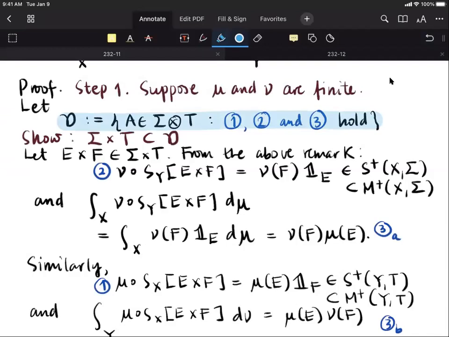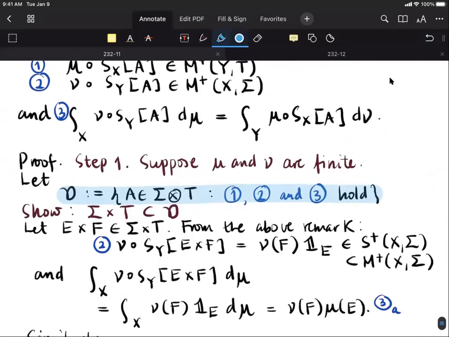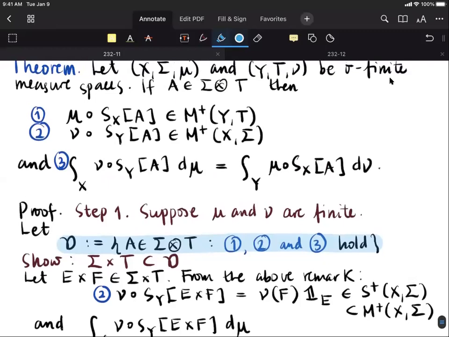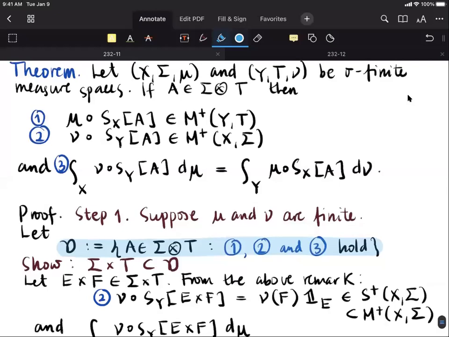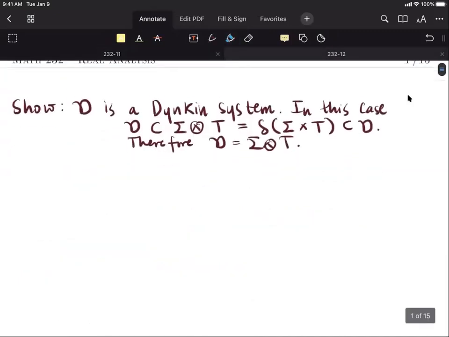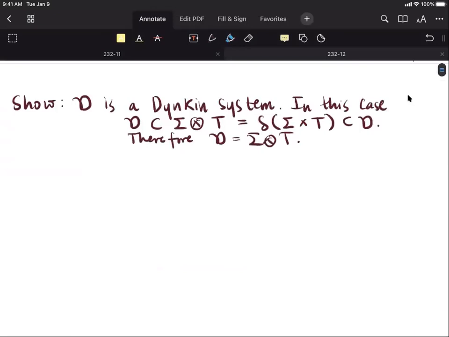So this means that the three properties 1, 2, and 3 are indeed satisfied by any element of the product sigma algebra. And this is what the theorem is mentioning here. Of course, this will only be the proof in the case where mu and nu are finite. So again, here it is enough to establish that D is a Dynkin system. Okay.